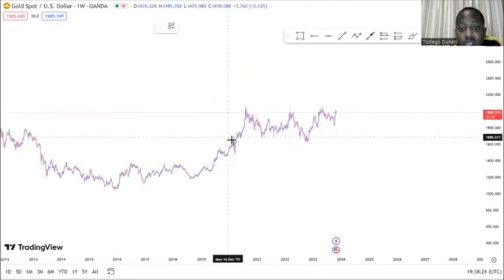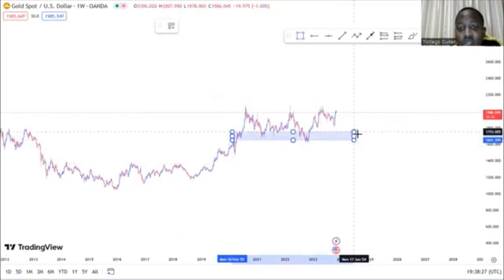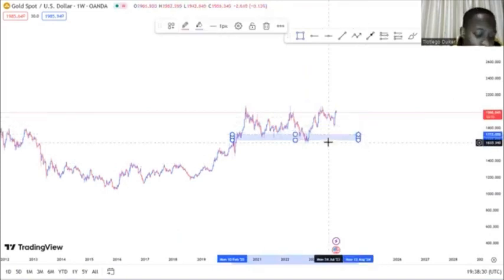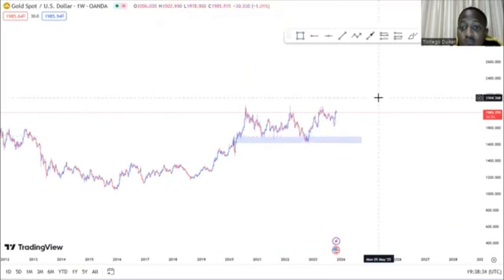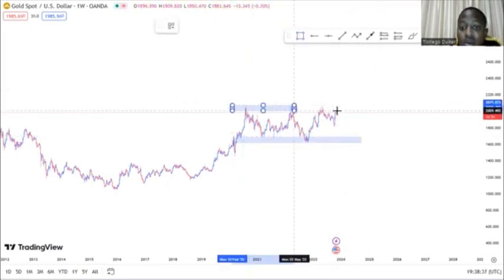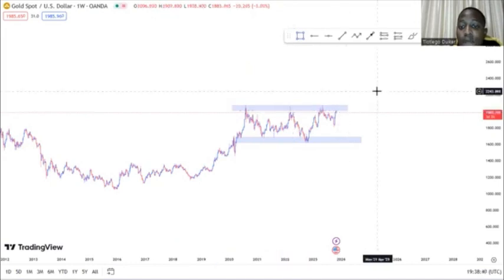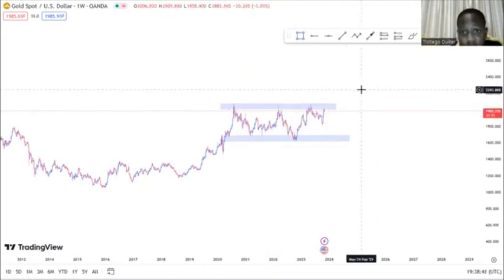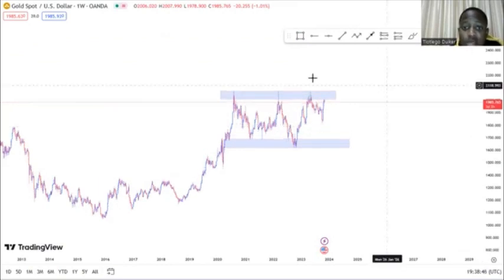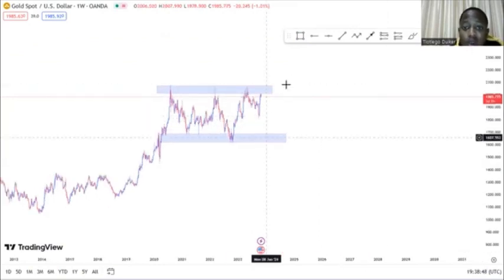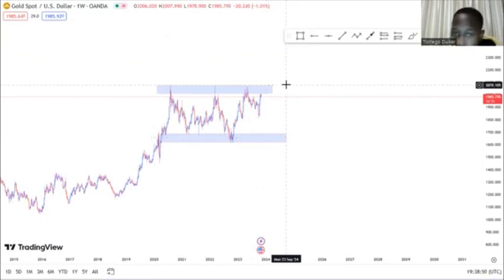As you can see, we had this low on gold, this low, and we also had this high. Now the market has been correcting in this zone. It's been going up, going down, going up.